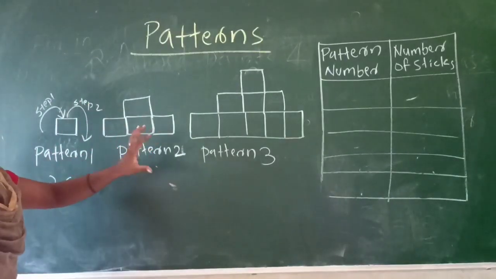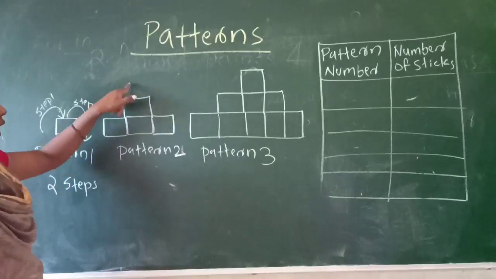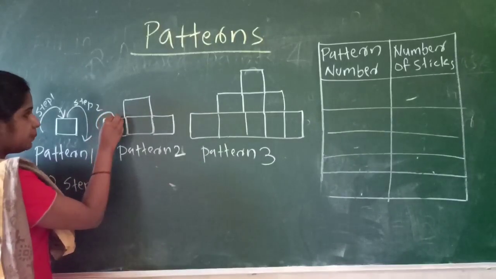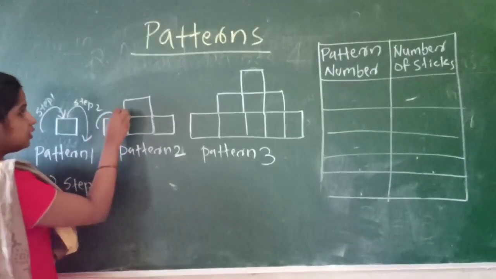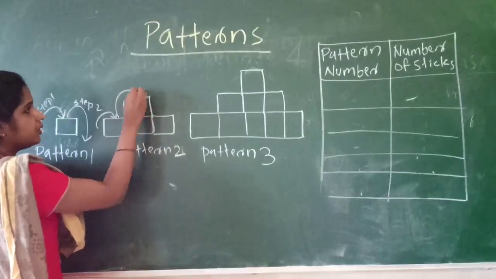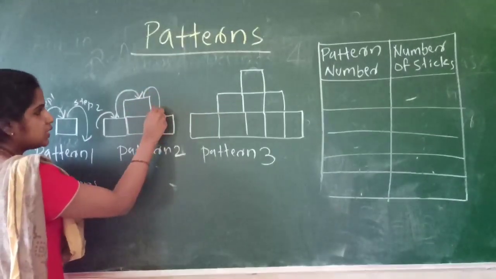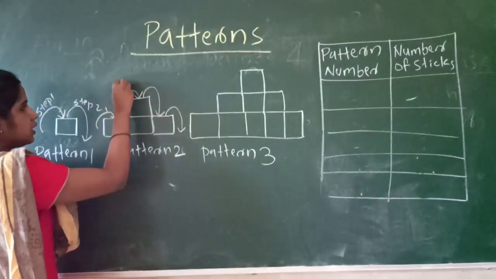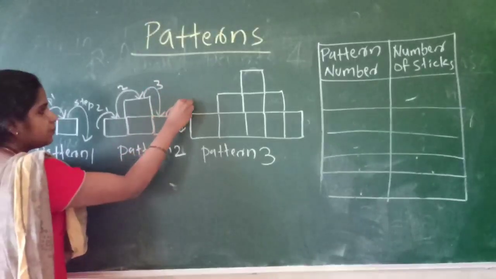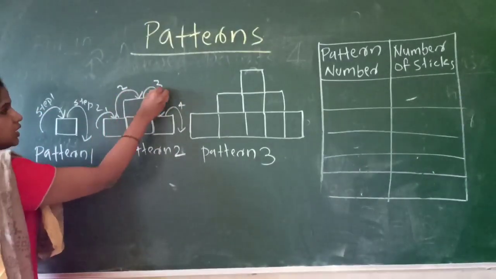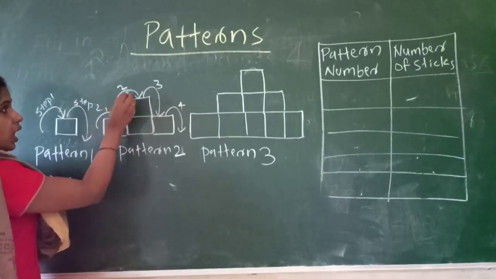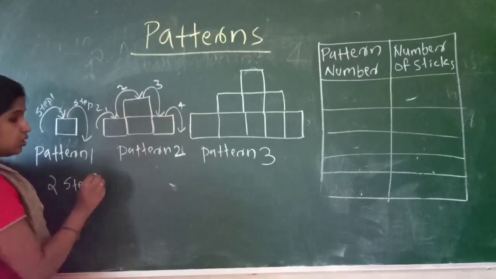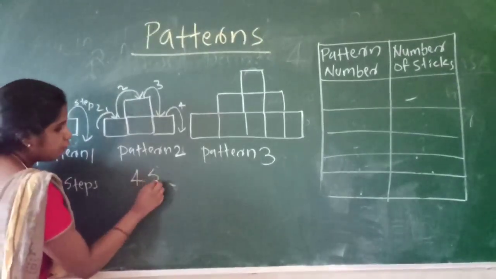Then for this pattern, how many steps will it take going up and going down? Let's see. Okay, 1 step here for going here. Then from here, next step. Okay, from here, next step. Then from here, next step. Okay, so step 1, step 2, step 3 and step 4. Okay, a total of 4 steps will be taken for going up and going down for this pattern. Get it? So we can write it as 4 steps.